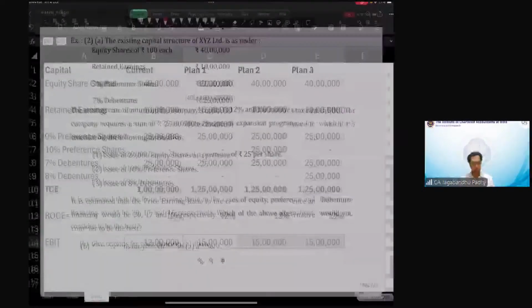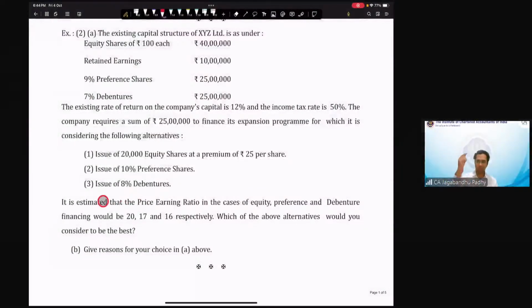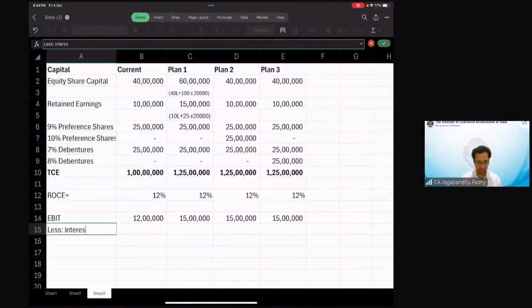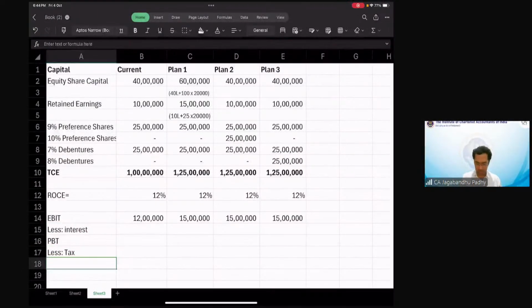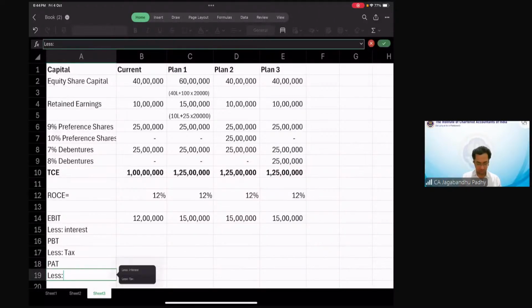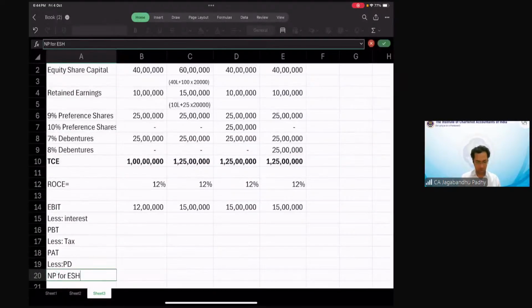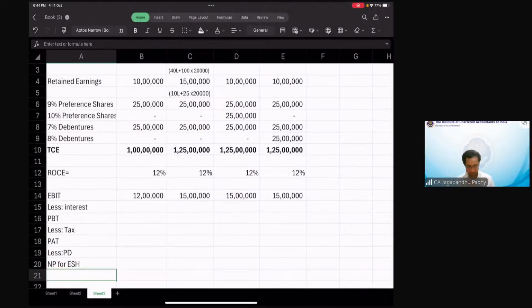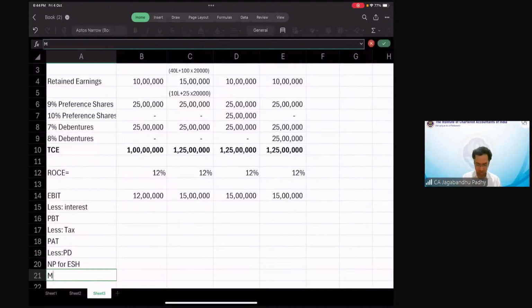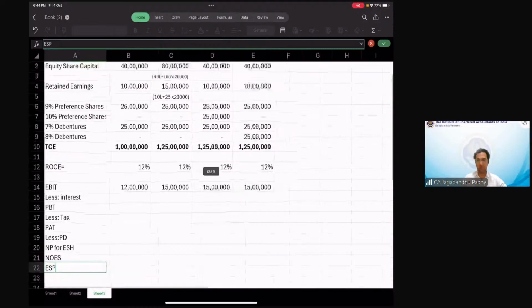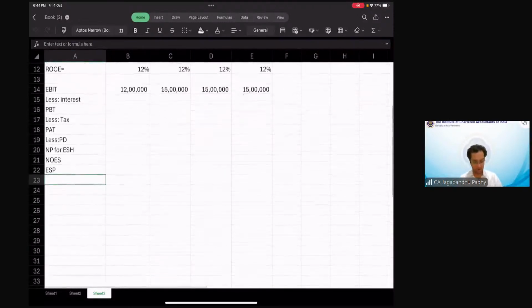Now, can you take this question forward and calculate, like, less interest, then you get PBT, from that you subtract tax, then you get PAT, from that you subtract the preference dividend, and then we get the net profit for equity shareholders. Of course, we divide this by number of equity shares to arrive at EPS. Can you complete this income statement fully?